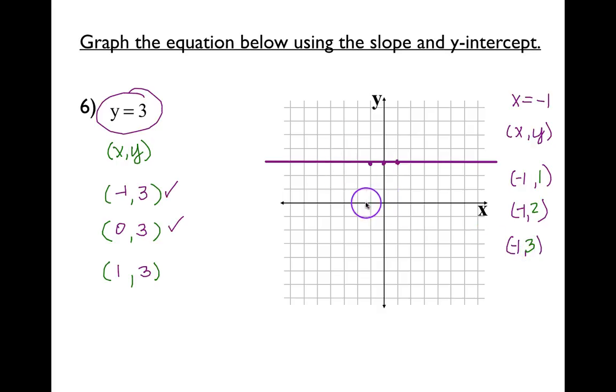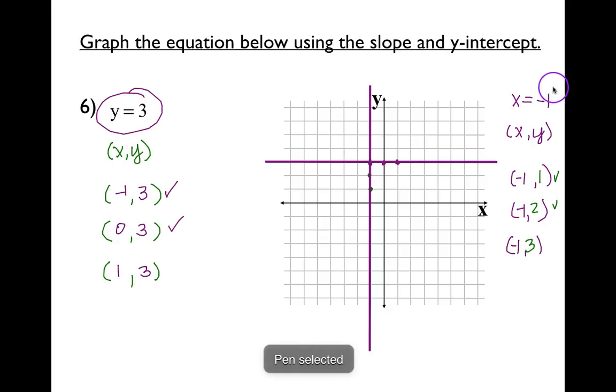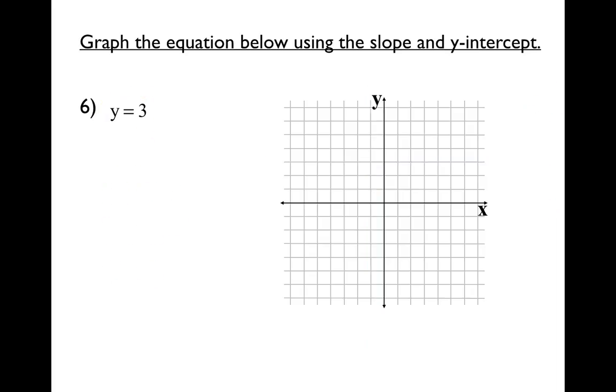So now I'm going to graph them. (-1, 1). Check. (-1, 2). Check. And (-1, 3). So here, we're just going to draw in our line. And this line here would represent x equals -1. So please, once more, don't let these very simple problems confuse you. They are the easiest types to do. Okay? Now, moving on.